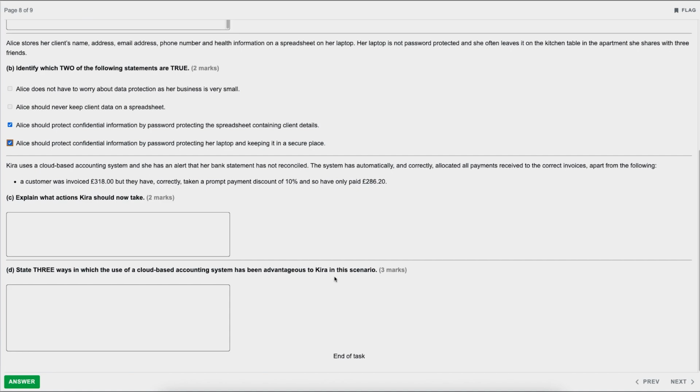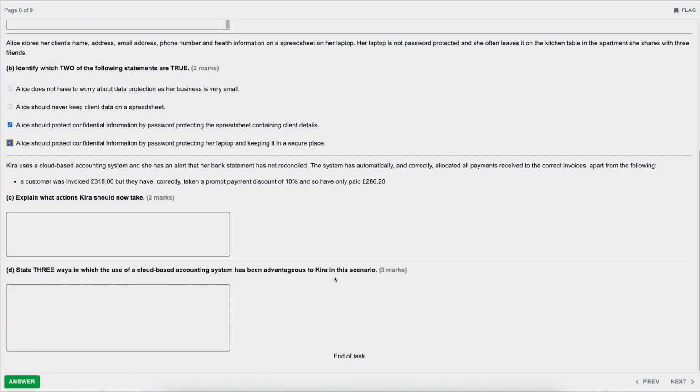So Kira uses a cloud-based accounting system and she has an alert that her bank statement has not been reconciled. The system has automatically and correctly allocated all payments received to the correct invoices, apart from the following. A customer was invoiced £318, but they have, correctly, taken a prompt payment discount of 10%, so have only paid £286.20. Part C, explain what actions Kira should now take.